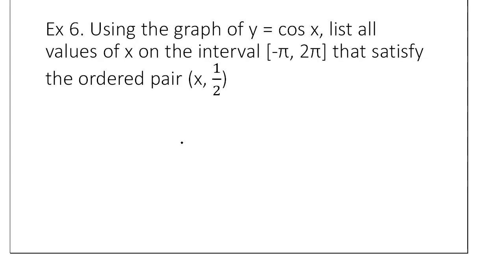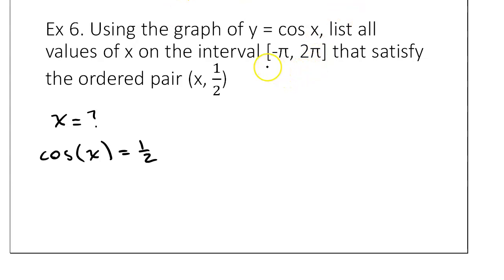So using the graph y equals cosine x, list all the values of x on the interval negative pi, 2 pi that satisfy the ordered pair x, 1/2. So in this type of example, we're looking for the input, whatever angle gives us cosine of x equal to 1/2. So look at your unit circle, try to find what angles give an output x coordinate of 1/2, and then go ahead and write those angles down.